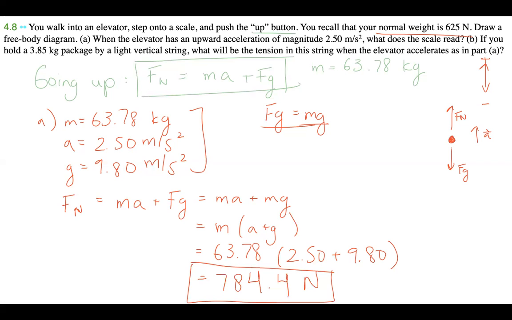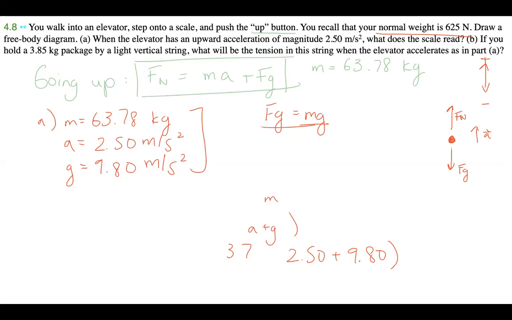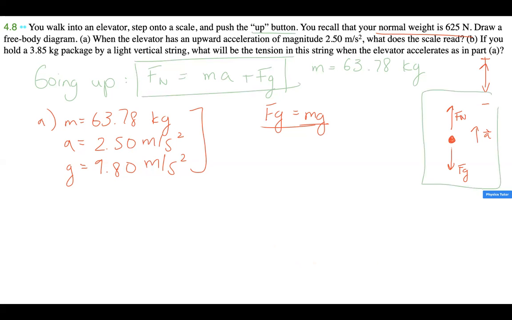Okay, part B. If you are holding a 3.85 kilogram package by a light vertical string, what will be the tension in the string when the elevator accelerates, as in part A? Okay, so let's go ahead and erase all of this. I'm going to keep the givens because that's not going to change too much, and I can just fill in what does change. Now, if we look at this diagram right over here, I'm not going to lie, this holds pretty true, but that's for part A. Part B is almost identical.